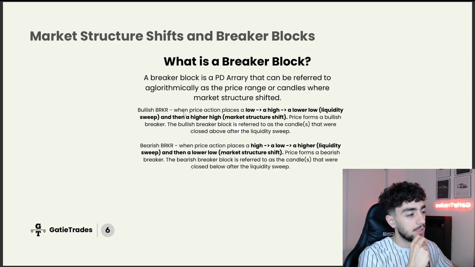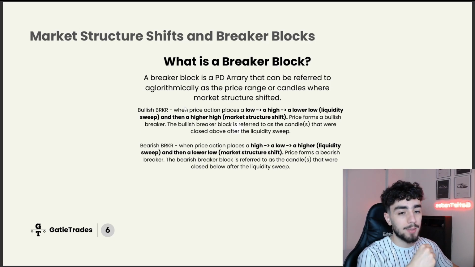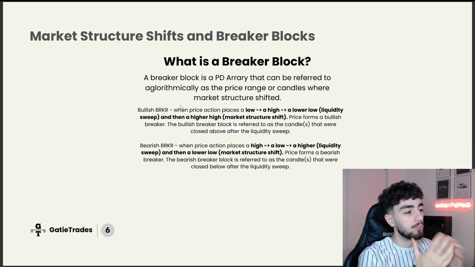So in other words, it's simply a pattern, but I don't want you to think about it as a pattern. I want you to think about it more algorithmically as a reference point to where the market actually shifted from bullish or bearish. So you're trying to identify that reference point of where price shifted, right?